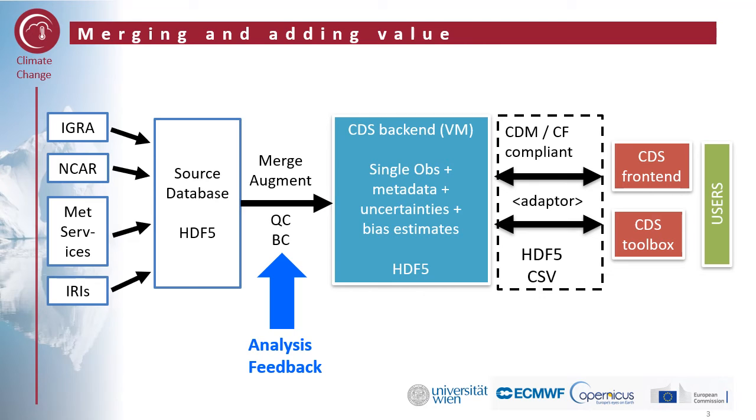The time series of differences between observation and reanalysis, which are part of the so-called analysis feedback, provide valuable information about spurious shifts in the observation records, which need to be removed. The difference time series also allow the estimation of random observation errors. The observations, together with homogeneity adjustments and error estimates, are put on a virtual machine at Copernicus premises.